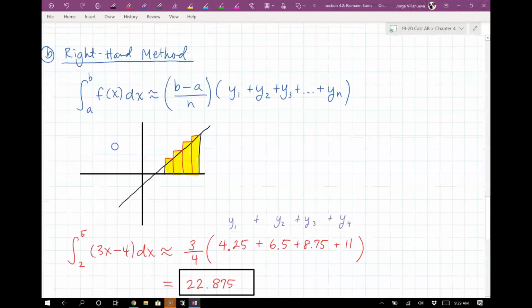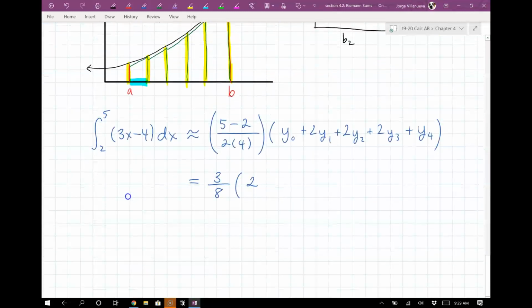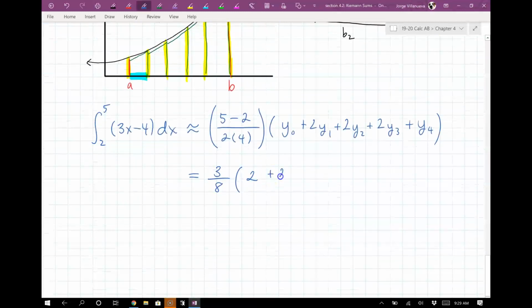So let me go back down here. So it's 2 times 4.25. I'm just showing the work, but yeah, I hear you. 2 times, so y sub 2 is 6.5. Plus 2 times y sub 3, that's 8.75. And then y sub 4 is 11.